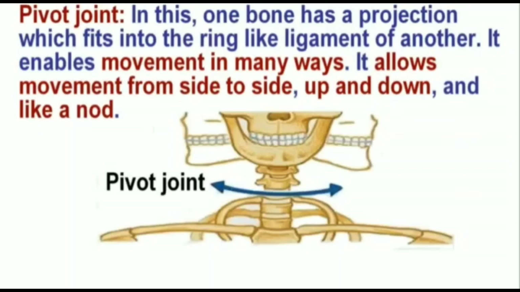This again enables movement in many ways. It allows movement from side to side, up and down, and like a nod. This kind of joint is present at the base of the skull between the first two vertebrae of the backbone. It allows the neck to move from side to side, upward, downward. Thus we can say that this pivot joint gives rotatory movement.